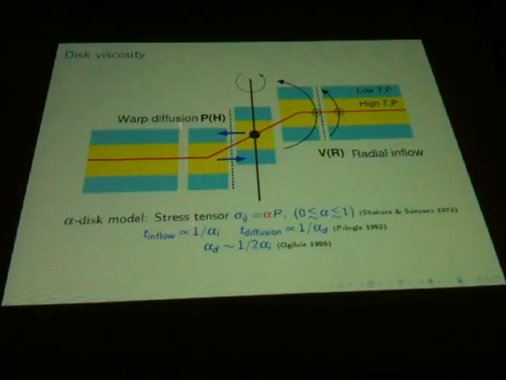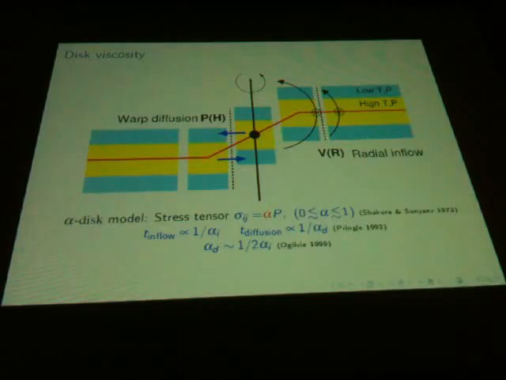And the disk also has a vertical structure, where things are a function of the height. Typically, the disk is hot and has high pressure in the center, and it becomes cooler and with lower pressure as you go up. And that's depicted by the yellow and blue regions.